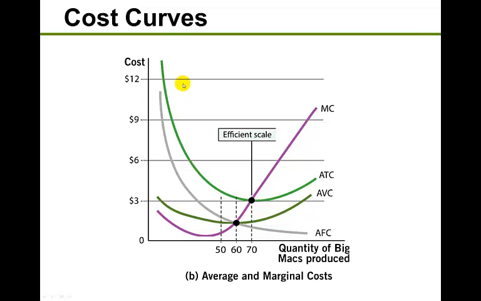So this is a general depiction of how these curves are going to look. Average total cost curve is U-shaped, so is average variable cost. Average fixed cost is always decreasing, and marginal cost is also U-shaped. And again, marginal cost always crosses AVC at its minimum and ATC at its minimum. The vertical distance between ATC and AVC is equal to AFC. You saw that from the mathematical relationship a couple slides ago.